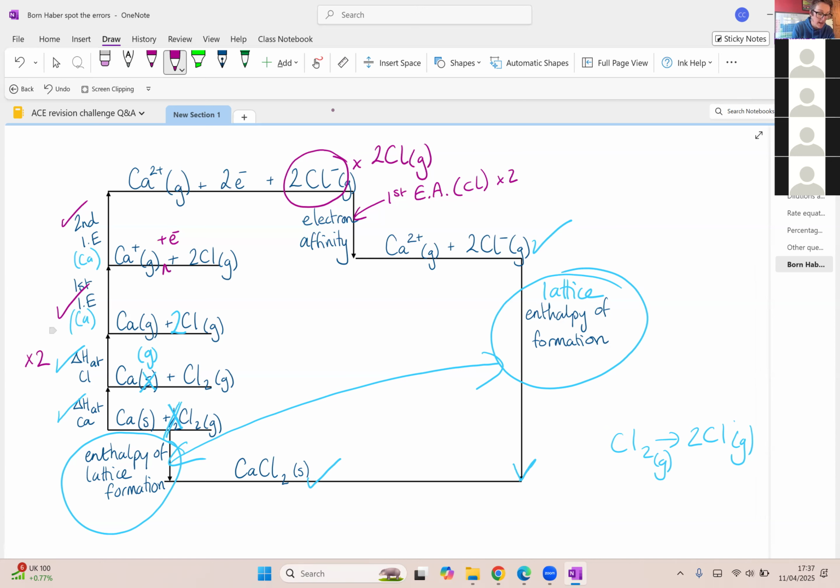So everything after the first 2 rows should be gas, gas, gas, single atoms, no 2s anywhere. Don't want to see Cl2 minus. That's not really a thing, not something that we'd come across anyway. And then make sure that you get the difference between lattice enthalpy of formation and just enthalpy of formation, which is just making a compound. Have I done? Yeah, I have. I've gone through everything that anyone asked me to go through specifically.